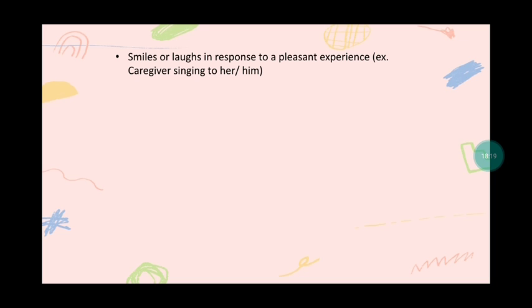Next is the smiles or laughs in response to a pleasant experience. Example, caregiver singing to him or her.